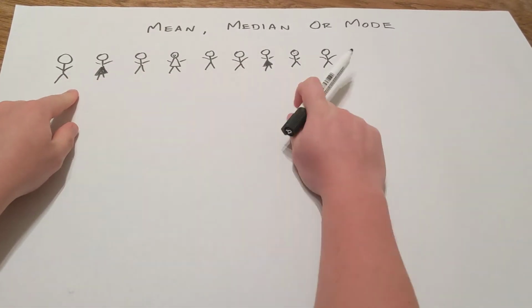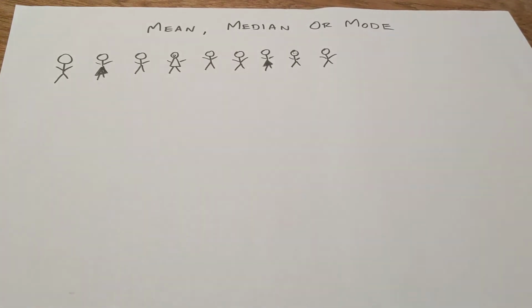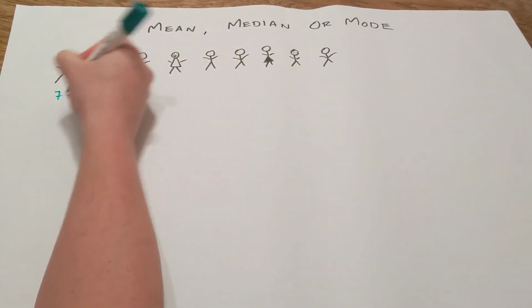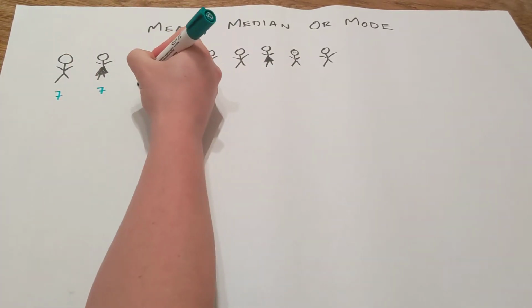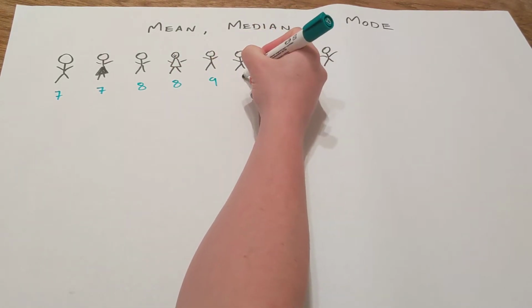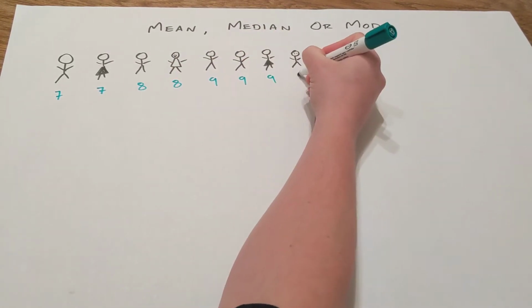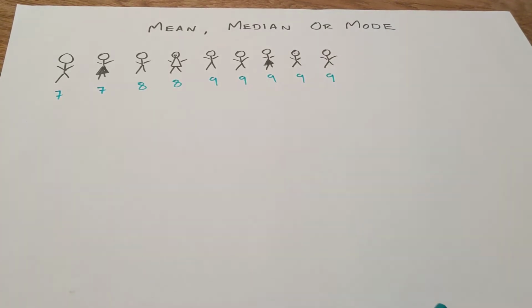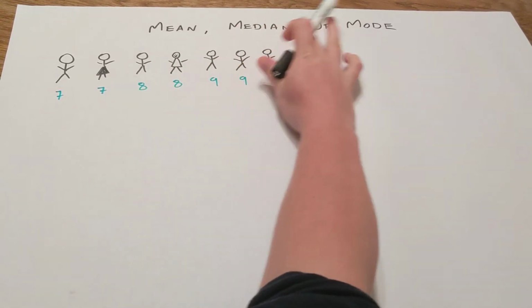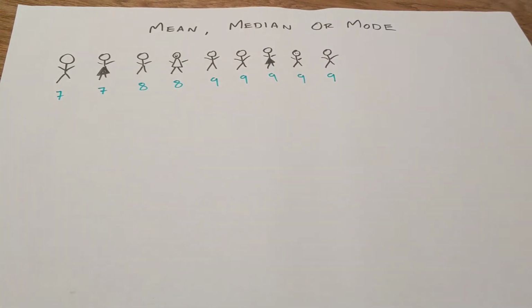To start with, we'll need some people to gather data from. Here we've got a class of 9 people. Let's say they all sat a test. Their scores in the test were 7, 7, 8, 8, 9, 9, 9, 9, and 9. There's not very much spread in that set of data. So let's work out the mean, the median, and the mode.